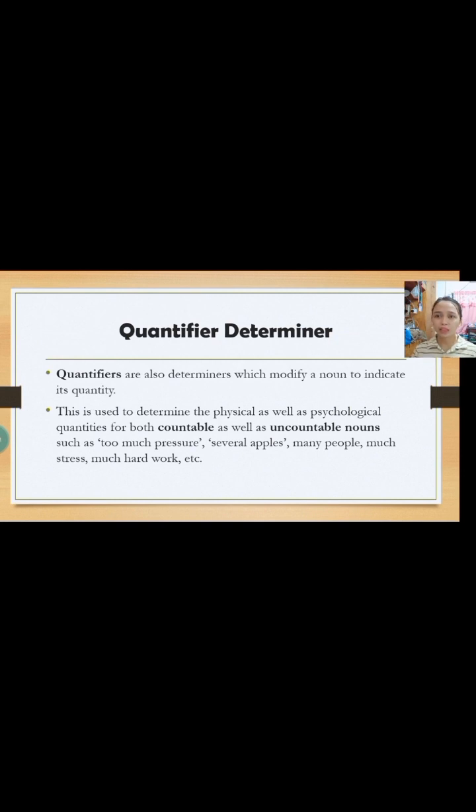And now let's proceed to quantifier determiners. Quantifiers are also determiners which modify a noun to indicate its quantity. This is used to determine the physical as well as psychological quantities for both countable as well as uncountable nouns, such as too much pressure, several apples, many people, much stress, much hard work, and etc.